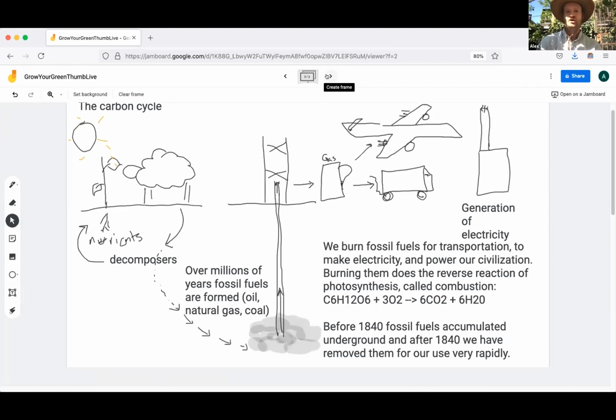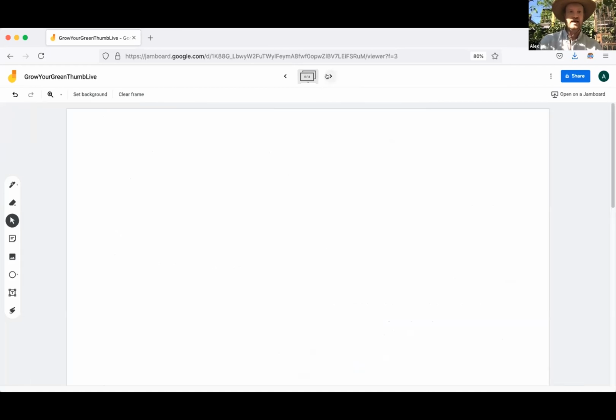Okay, so the carbon cycle, unlike the photosynthesis reaction, overall is out of balance. And this leads us to our next point, which is the greenhouse effect.